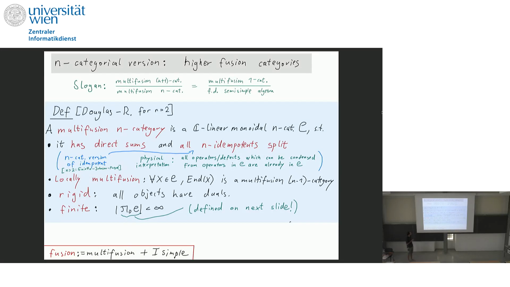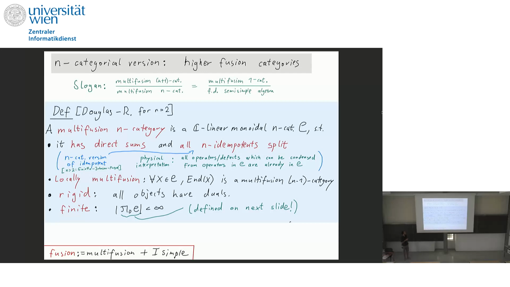I do also require, and this is the inductive part, for every x, the endomorphisms of x to be a multi-fusion n-1 category. So this is really where the meat of the definition is happening. I require it to be rigid, and I require it to be finite, and finite means that a certain set is finite, and I'm going to define the set on the next slide.